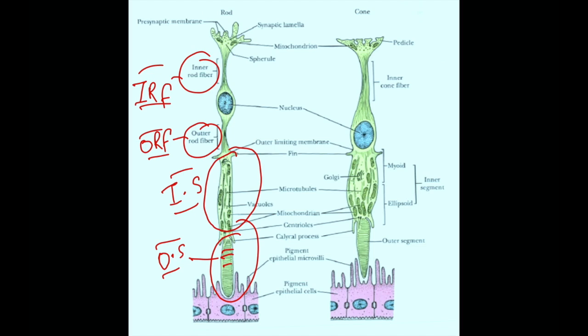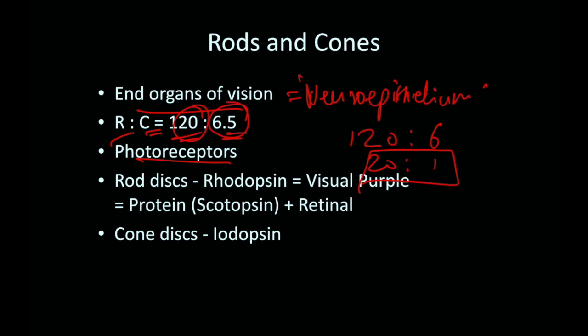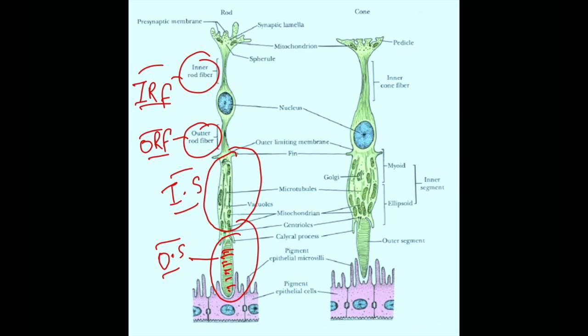This outer segment has these discs, called lamellar discs, which contain the visual pigments. So the rod discs contain rhodopsin. Cone discs contain iodopsin. Okay. This is the inner segment, and this junction is called the IS-OS junction, which is a very important landmark in the OCT, the scan we do to understand the layers of the retina in certain disease conditions. So first we have the outer segment, then the inner segment.